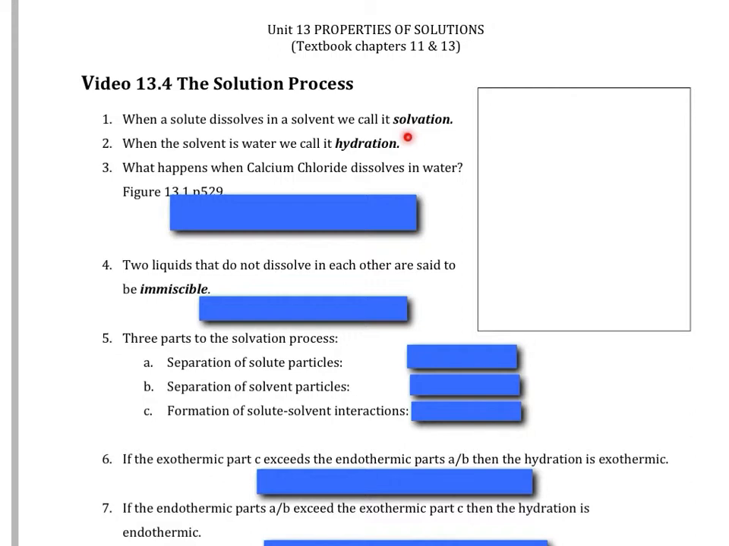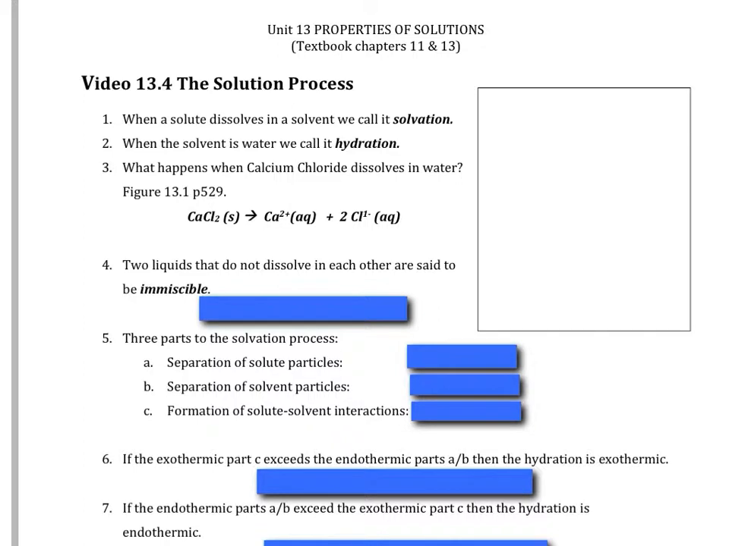One of the things we've practiced in the past is writing dissociation equations, and we can show that the calcium chloride comes apart and it produces one calcium ion and two chloride ions. Take a look at figure 13.1 on page 529 in your textbook. Examine these three pictures closely and you'll see the solvation process.